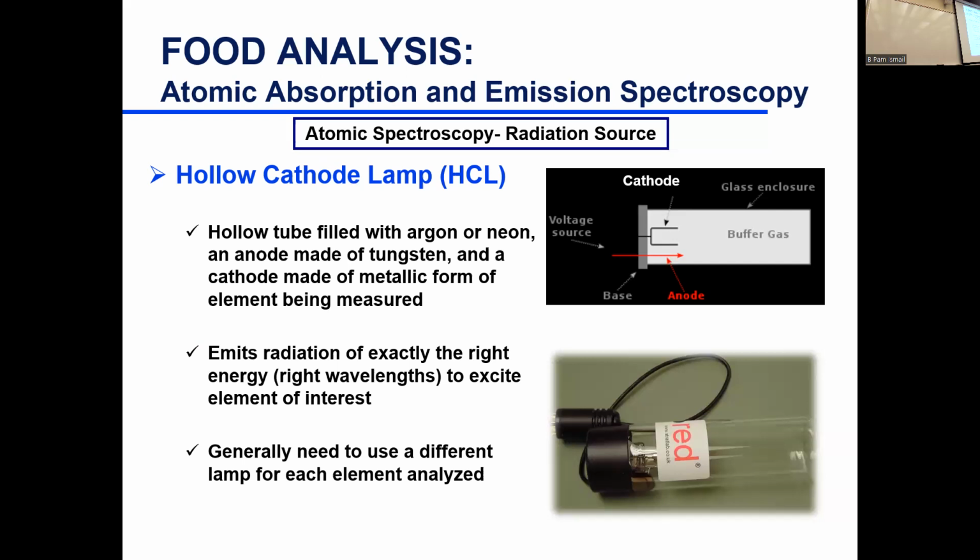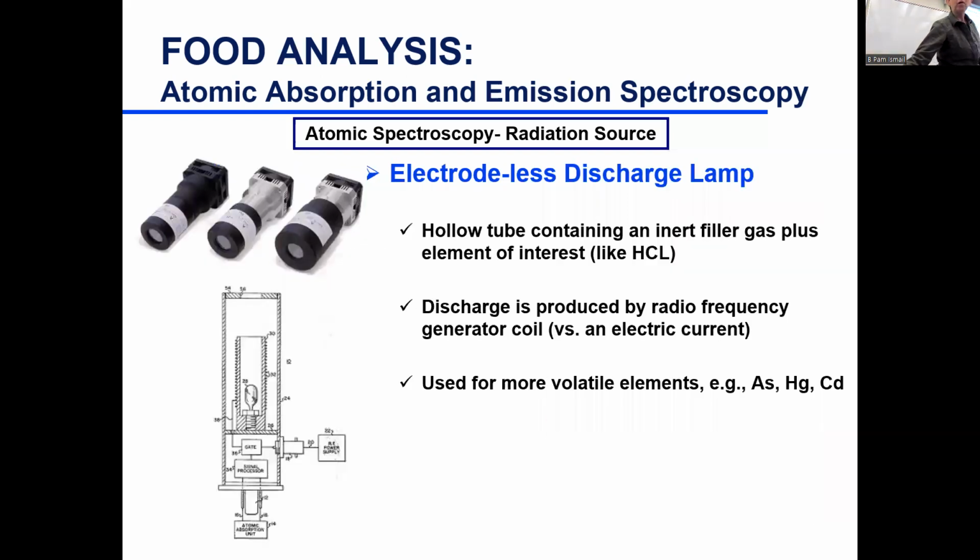Okay. So another type of source of radiation or signal is electrode-less discharge lamp. It's less common. Basically, it's again a hollow tube with an inner gas. You also have the element of interest in there. However, the only difference, instead of electric current, you have a radio frequency generator. That's the only difference, but it's less common in AA.